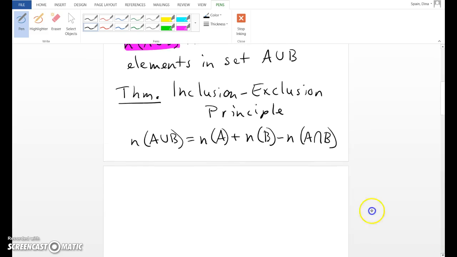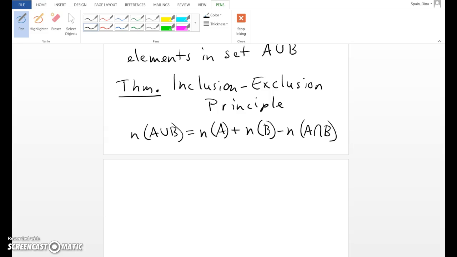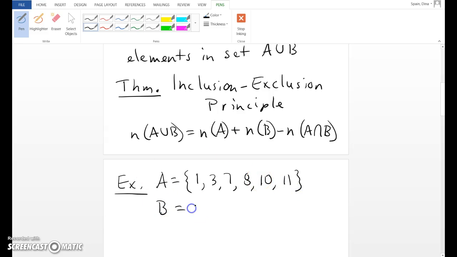Alright, let me jot down a quick example of this. Let's look at these two sets. Let me give you a set A and a set B, and we'll illustrate this concept. Here's set A: 1, 3, 7, 8, 10, and 11. Alright, that's set B. Let me jot down B. B has the elements 2, 4, 6, 7, 9, and 10.